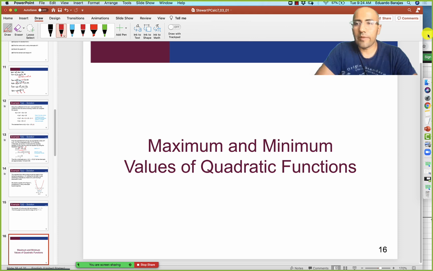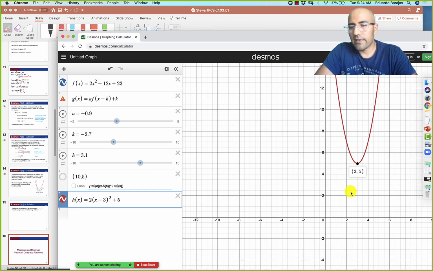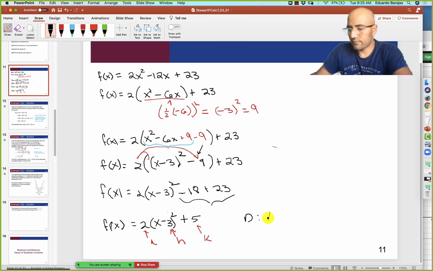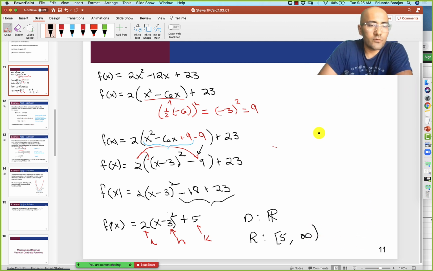The domain. Oh, what is the domain? The domain of this parabola is all real numbers. And the range is going to be starting at a height of 5, right? So from 5 to positive infinity will be our range. So let's go back over here. So the domain of this function is all real numbers. But the range is starting at 5 going out to infinity. Good. Questions?